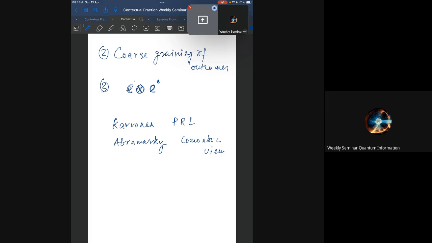No, because this contextual fraction depends on your data table, right? Whatever data table you are producing with your state and measurement will reflect in the value of the contextual fraction. If you take I by 4, your data table would be something. If you take a pure state in C4, your data table would be something else, different. So the contextual fraction should be different for those two. Those two things are not equivalent.